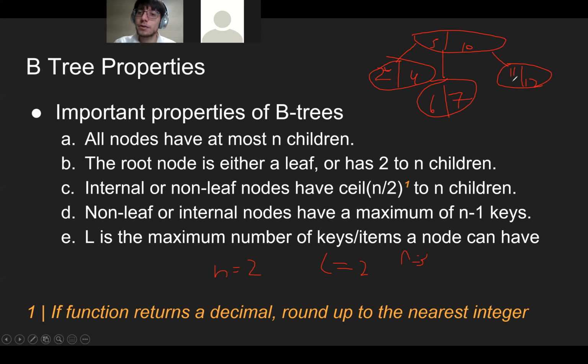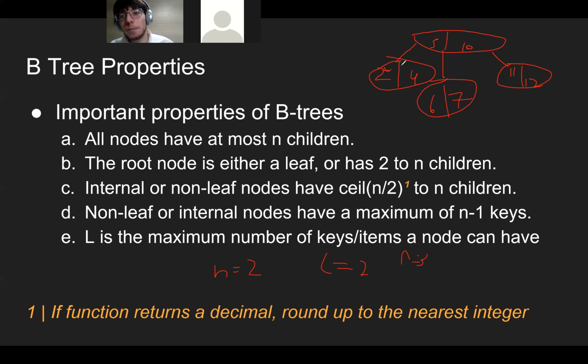But what's going on is that of the 3 children, this has 2 values. So the node to the left of the 5, everything is smaller than 5. The one in between 5 and 10, everything is between 5 and 10. So as we see here, 6 and 7 are between 5 and 10. And the one to the right, everything is larger than both 5 and 10.